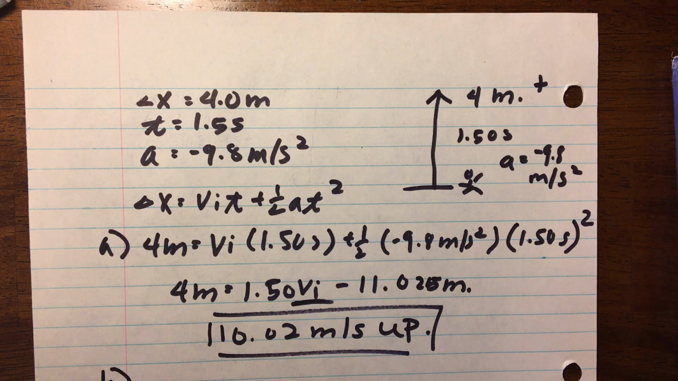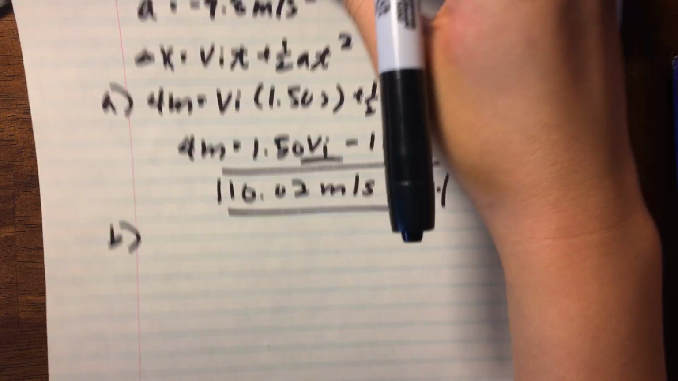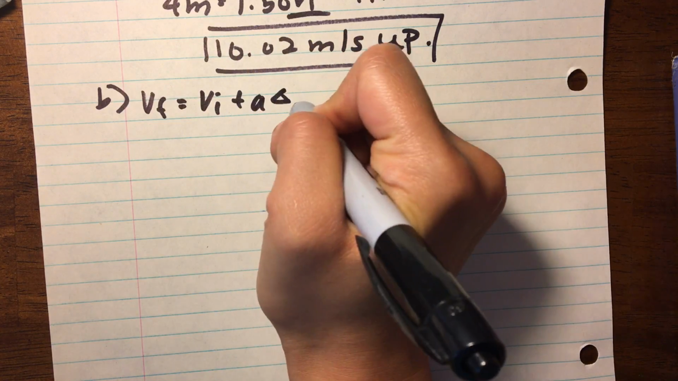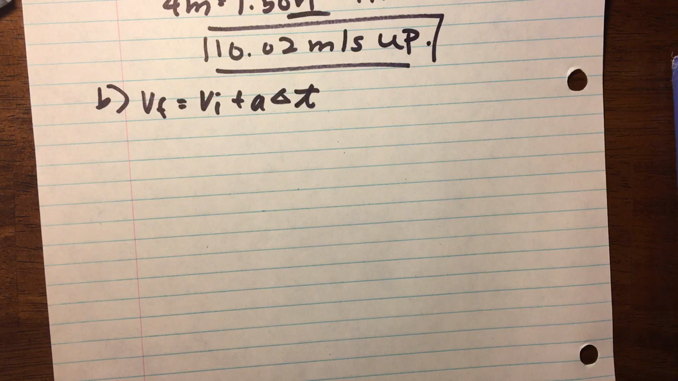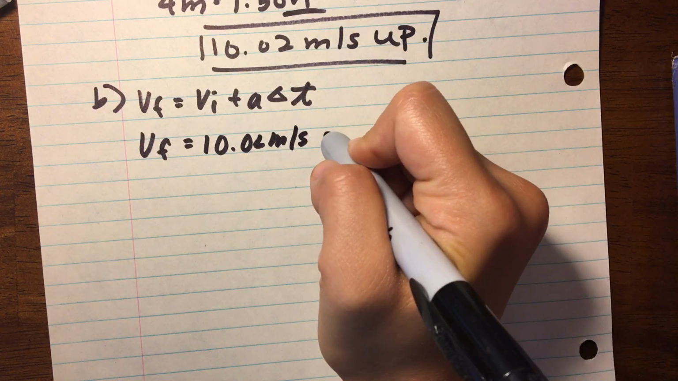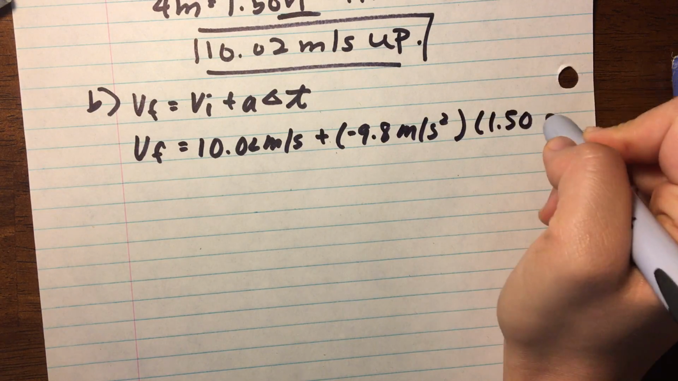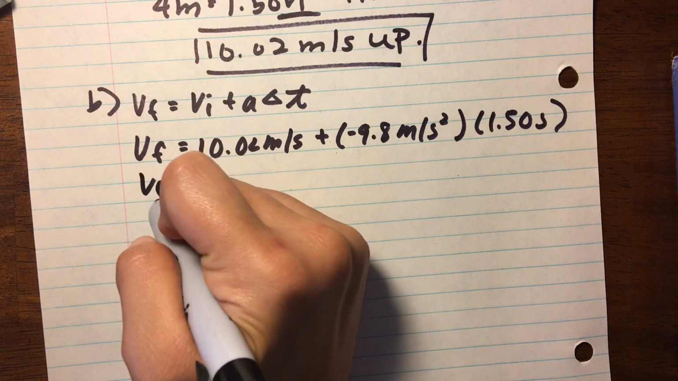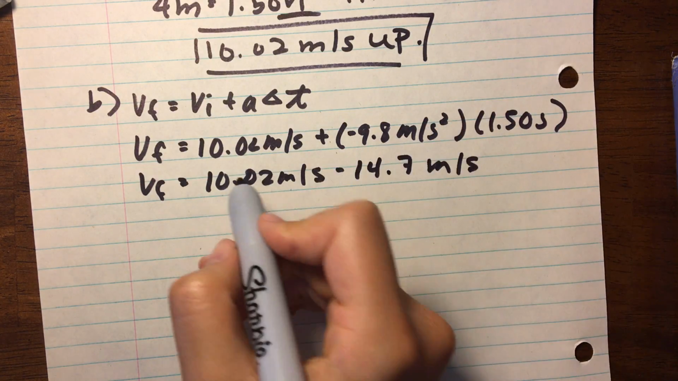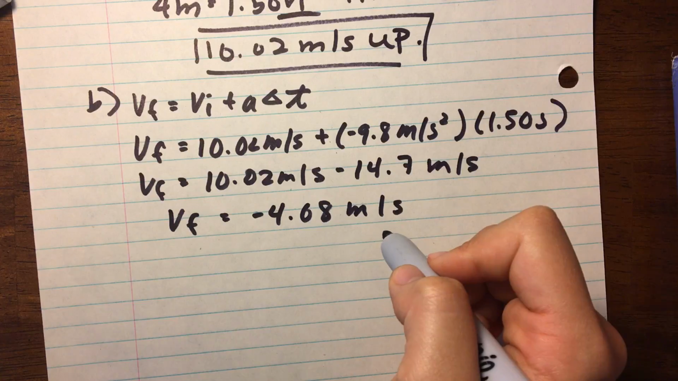Part B asks, what was the velocity of the keys just before they were caught, which is the final velocity. The final velocity can be calculated through this equation: velocity final equals velocity initial plus acceleration times the time. Then you substitute for the variables and solve for velocity final, and you end up with negative 4.68 meters per second.